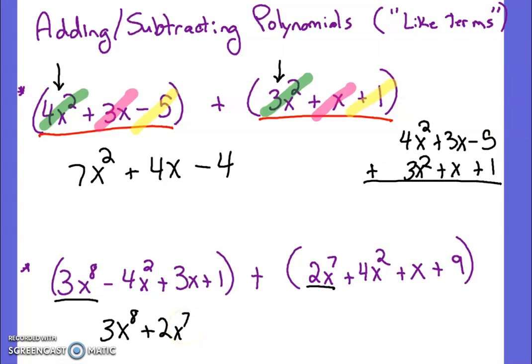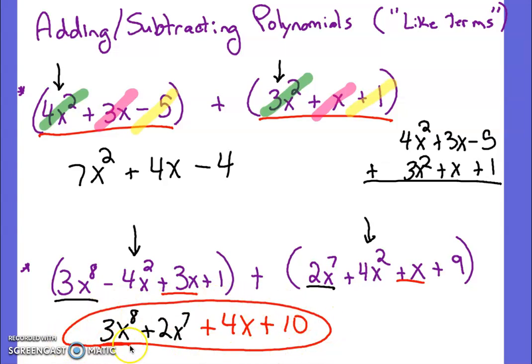And then notice the next highest exponent is x squareds. Notice this one, we have -4 of them and +4 of them, so they actually are going to cross each other out. And then we have +3x plus x, +4x, and then finally the numbers 1 plus 9 is 10. So this is my final polynomial answer, and notice the answer is also in descending order.